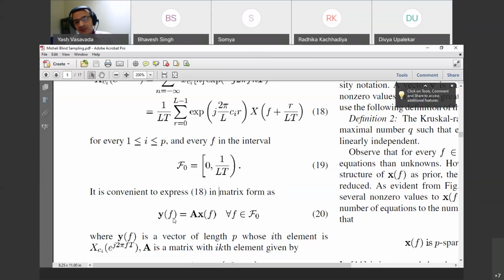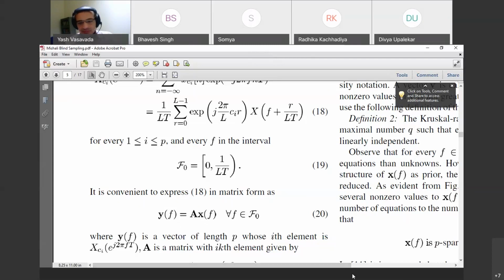So the benefit of this compressive sensing is realized because instead of needing so many different A to D converters, you can get by with using only a few. And how many you need is determined exactly like what you are saying. It depends on the sparsity level of this X of f. Okay.